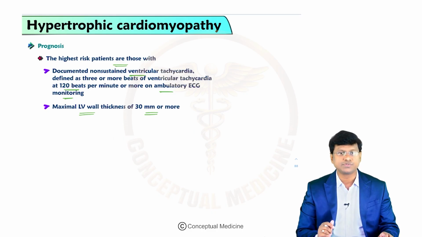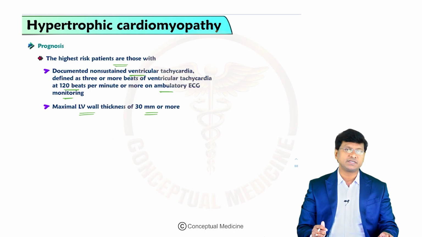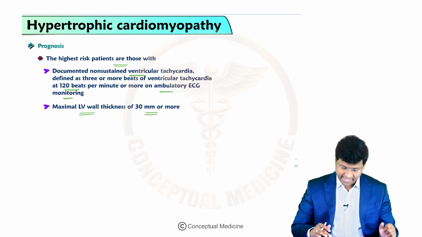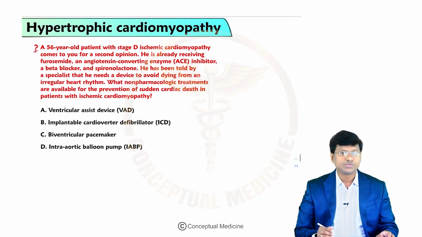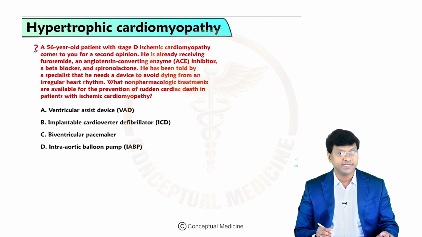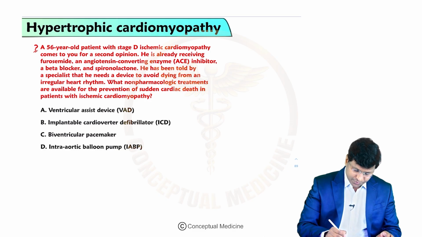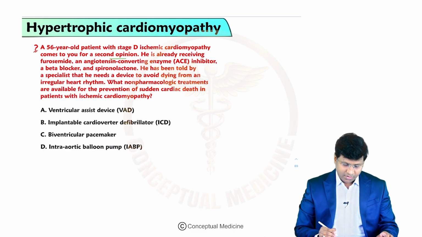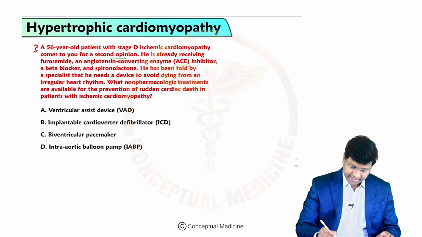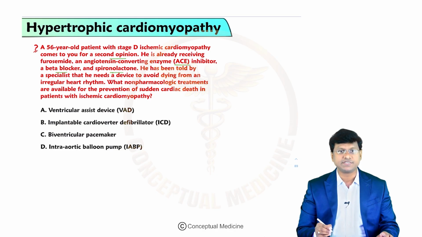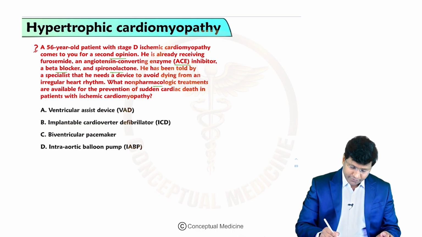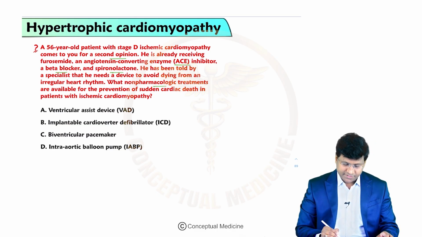So this is how the prognosis in patients with hypertrophic cardiomyopathy will be. Now, let me discuss some MCQs with clinical scenarios and the single liner questions. So we have a 56-year-old patient with stage D ischemic cardiomyopathy who comes to you for a second opinion. He is already receiving furosemide, an ACE inhibitor, a beta blocker, spironolactone. He has been told by a specialist that he needs a device to avoid dying from irregular heart rhythm. What non-pharmacological treatment is available for prevention of sudden cardiac death in patients with ischemic cardiomyopathy?